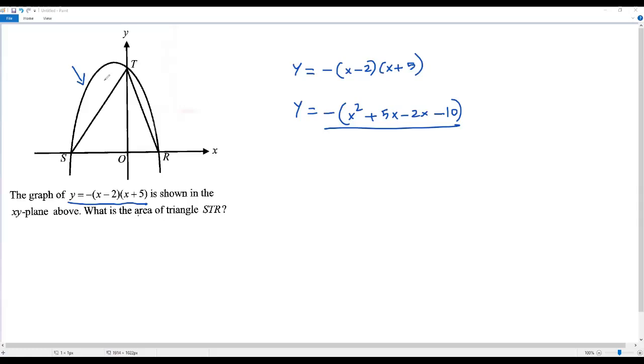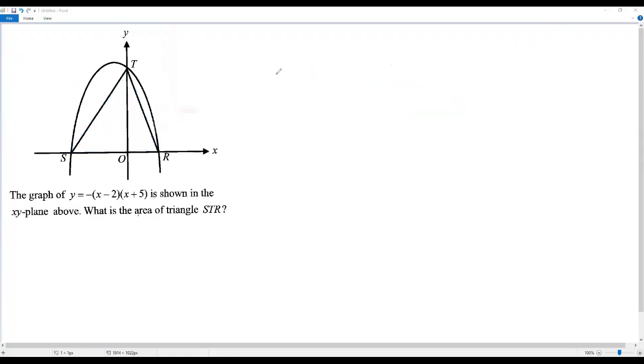So we have a parabola, and we have the quadratic function which represents a parabola, and also there is a triangle given inside the parabola. So according to the question, we have to find the area of the triangle STR. That is, we have to find the area of this triangle. Okay, so to get the area of any triangle, what's the formula for area of a triangle? 1/2 times base times height.